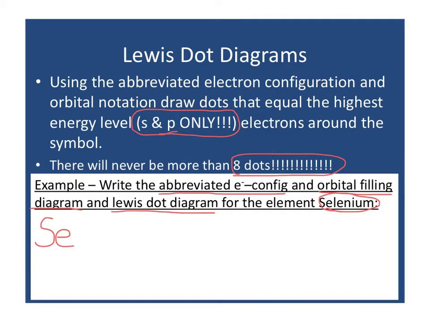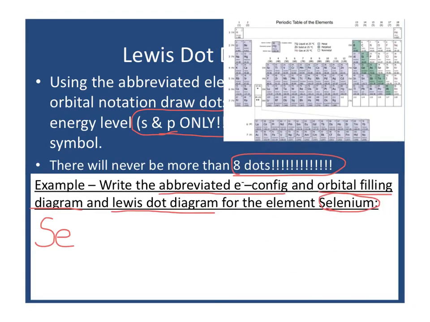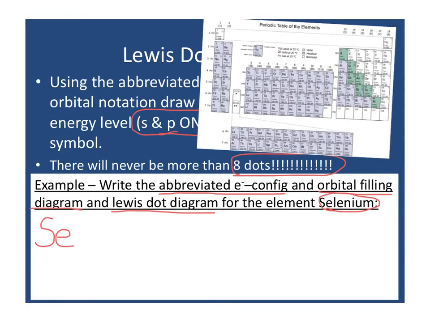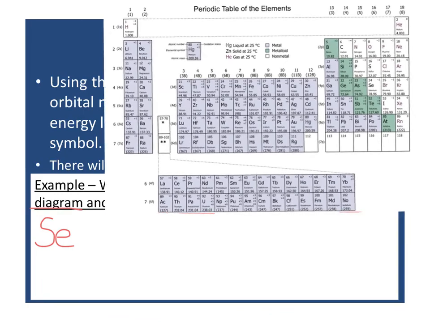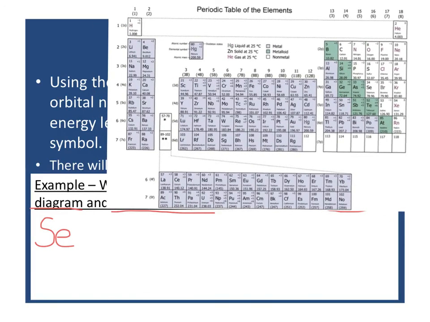I am going to grab myself a periodic table. Here's a periodic table. I'll make this pretty big here so we can really see it. All right, I'm trying to do all these for Se, selenium, element number 34, right here highlighted in red.